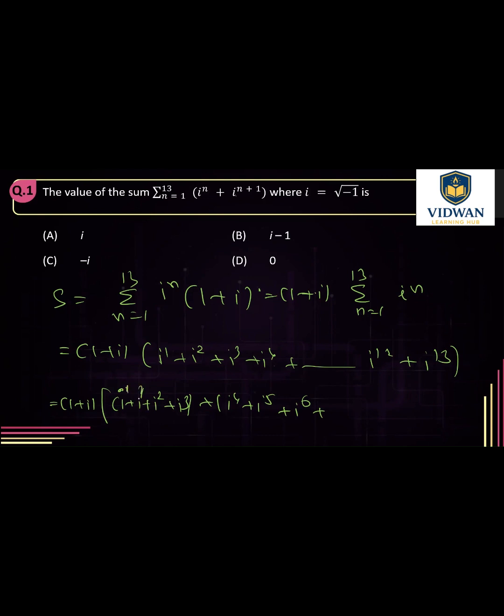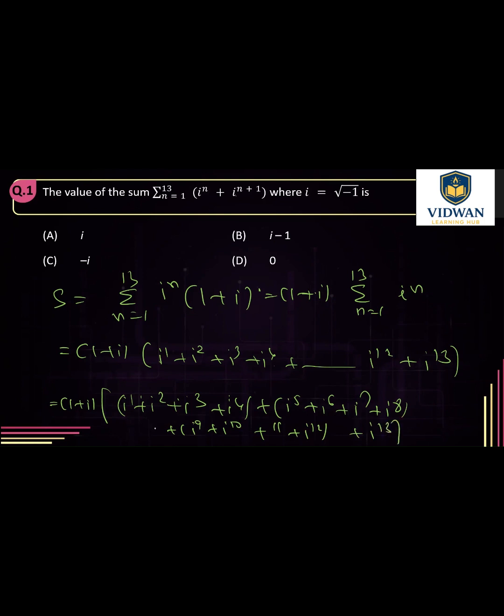i power 1, i power 2, i power 3, i power 4. So let me write here. i power 1 plus i power 2 plus i power 3 plus i power 4 as one group. This sum would become 0. And then next, we have i power 5, i power 6, i power 7, i power 8. These 4 will add to 0. And similarly, i power 9, i power 10, i power 11 plus i power 12 is one group. i power 13 will separate out.